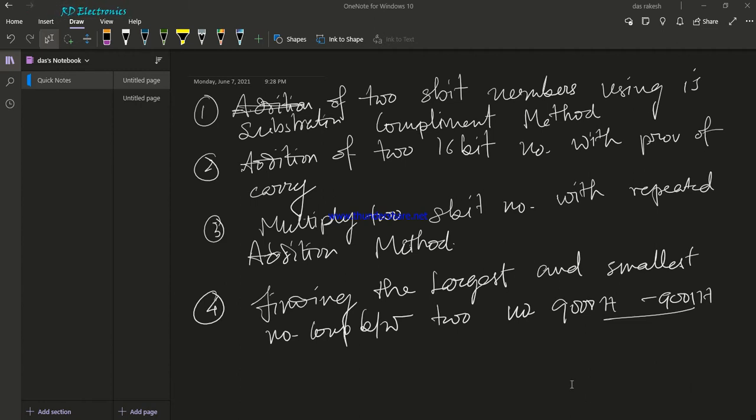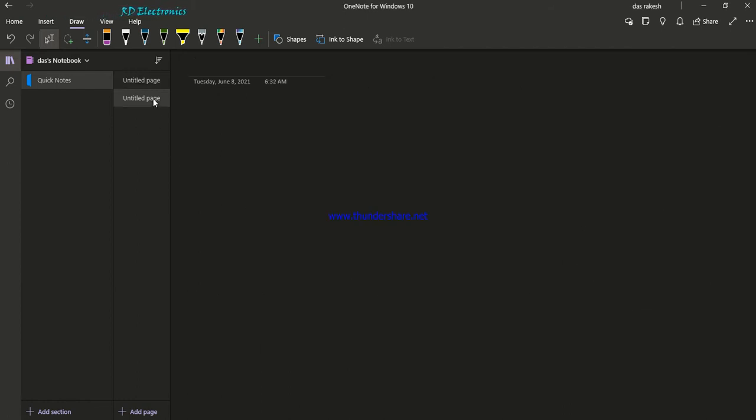In this lecture we discuss how to multiply two 8-bit numbers with the repeated addition method, and how to find the largest and smallest number between two numbers, stored at 9000 and 9001. Okay, so first our task is the repeated addition method. So what is repeated addition?